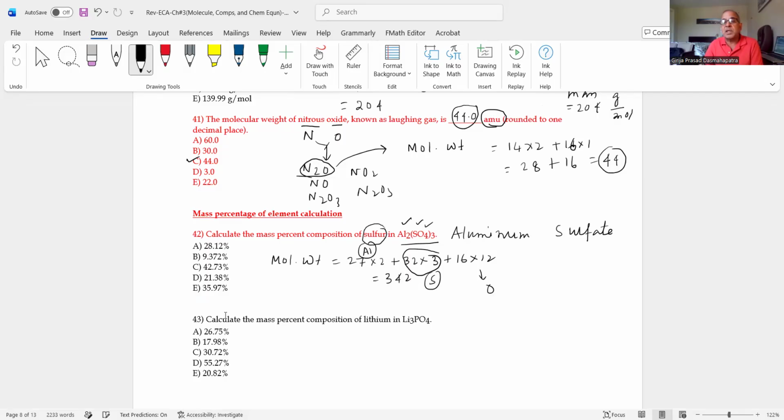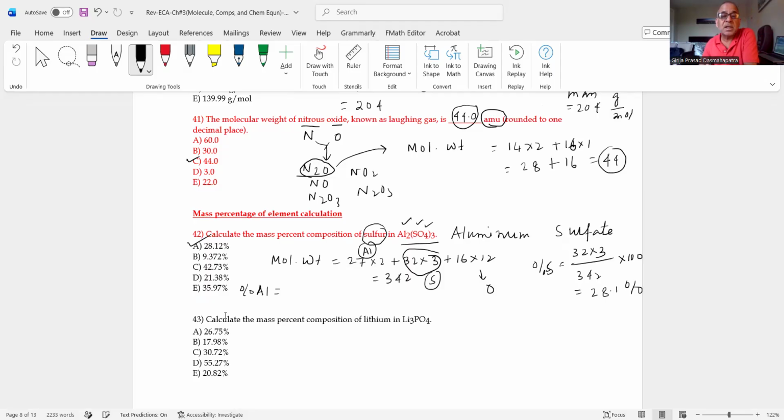So what is the percentage of sulfur? You will take the mass of sulfur individually over 342 into 100. So if you do this, it will come approximately 28.1%. This one is the answer. So you have calculated, if you take 100 grams of aluminum sulfate in mass, how much comes from sulfur? 28.1 grams.